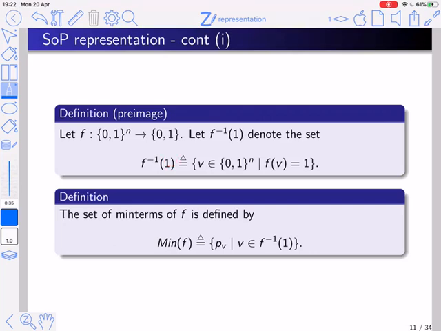Good. So, the set of minterms of f is defined as follows. You look at the set of pre-images of 1 with respect to f, and for every vector which is a pre-image of 1, you look at the minterm which is defined by this binary string. And the set of all such minterms is called the minterms of f.